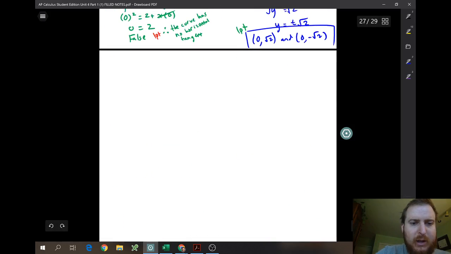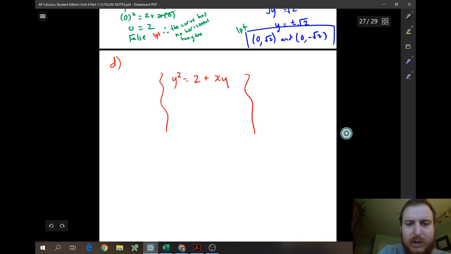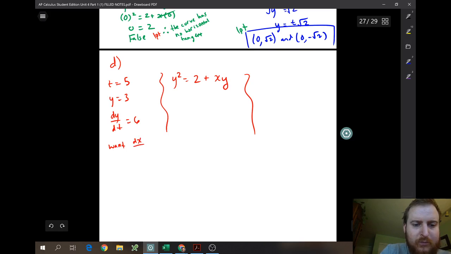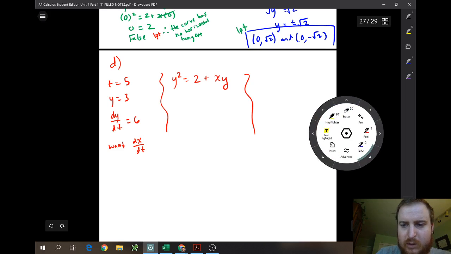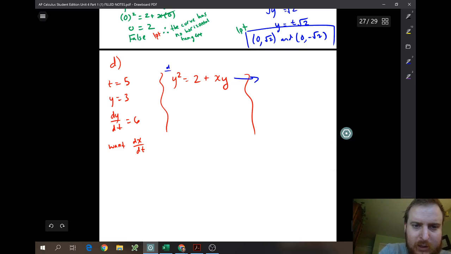So I'm going to go ahead and recognize, hey, this is a related rate. I like to separate these. So we still have our original equation, y squared equals 2 plus xy, but now we're differentiating with respect to t, so that's important. And so our givens: time was equal to 5, y was equal to 3, dy dt is equal to 6, and they want us to find dx dt. We don't have any constants here. None of these are constants. So we're just going to take the derivative d dt, d dt, and d dt.